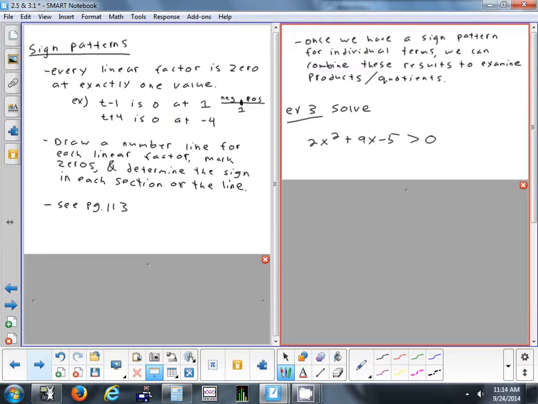Okay, this whole method assumes that you can factor the problem you're trying to solve. If you can't factor it, sign patterns don't work. I have to give you a problem that can factor. Okay, so this one will factor. 2x and x.